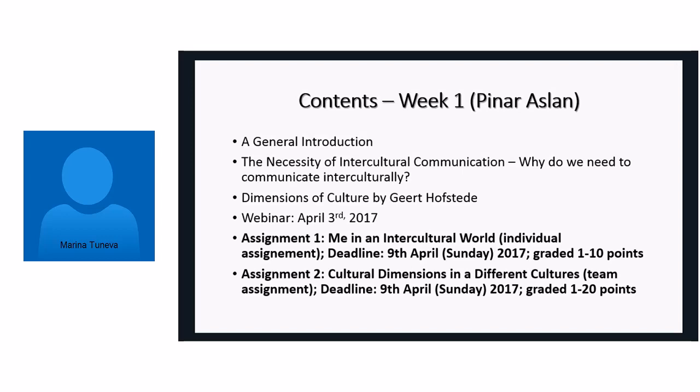And yes, I will just add the information that there are two assignments in this week. Assignment one, Me in the Intercultural World, which is an individual assignment. The deadline for submission of your assignment is 9th of April, and it's graded 1 to 10 points. While the second assignment is Cultural Dimensions in Different Cultures, which is a team assignment, and the deadline for this is 9th of April. It is graded 1 to 20 points.